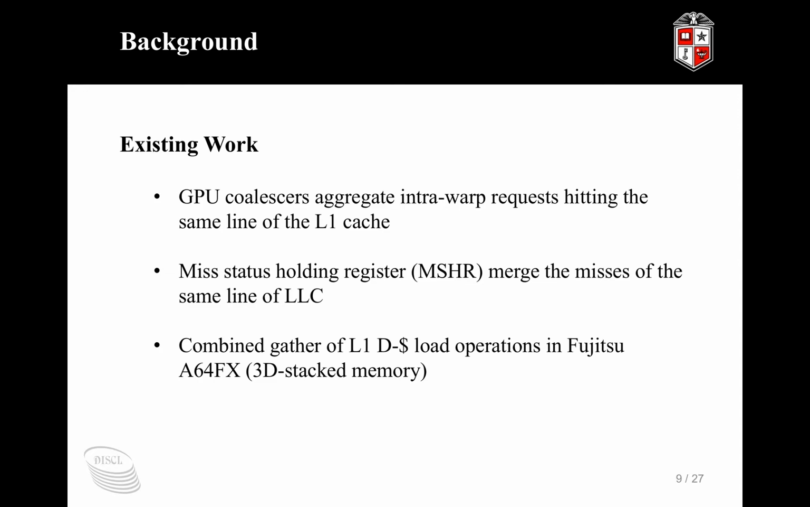For the existing work on memory coalescing in GPUs, they rely on the GPU Coalescer to aggregate the intra-warp requests hitting the same line of the L1 cache. Similarly, normal processors have the miss status holding register, also known as MSHR, to merge the misses to the same cache line of the last level data cache. The architectures that employ 3D stacked memory, such as the Fujitsu A64FX, introduced a combined gather operation to combine load accesses to the L1 data cache. However, no optimization dedicated to 3D stacked memory has been employed in such architectures.